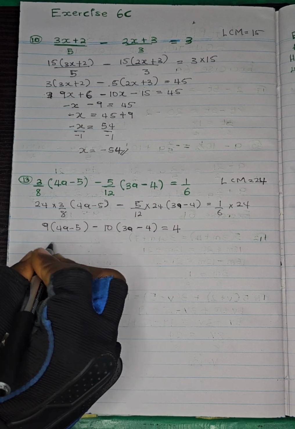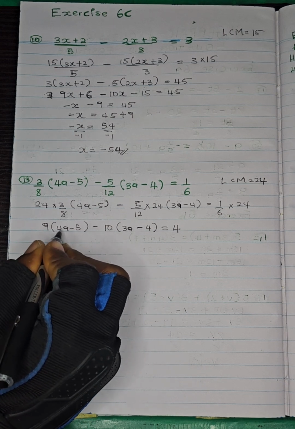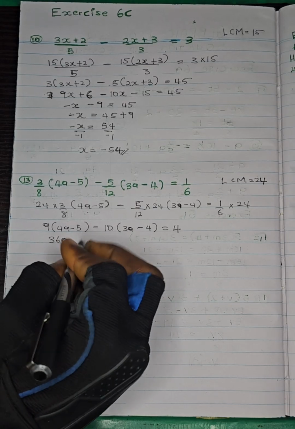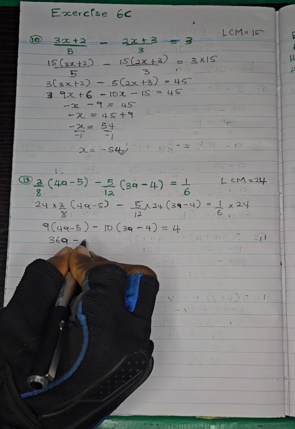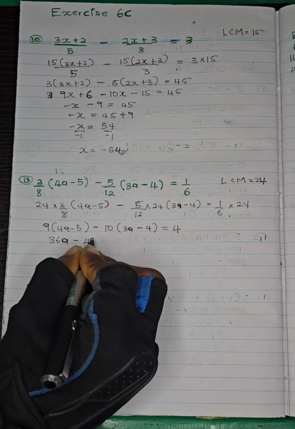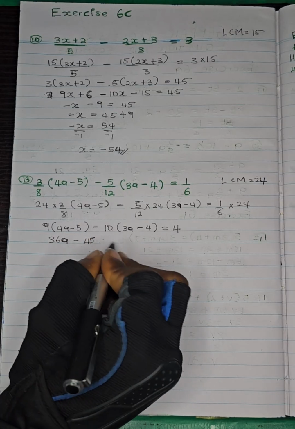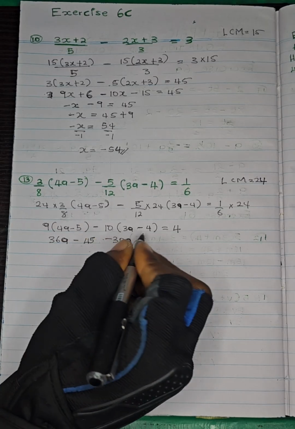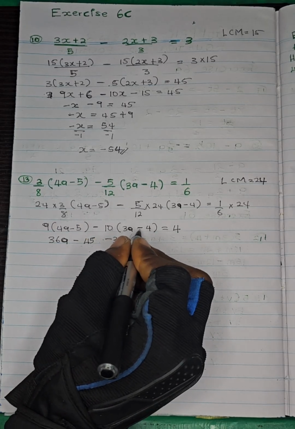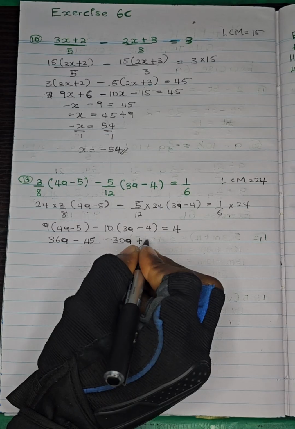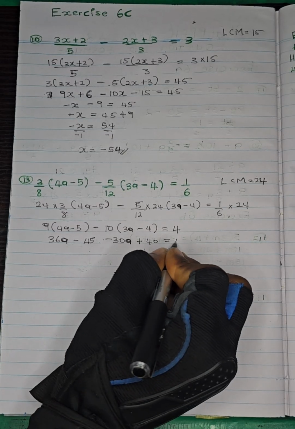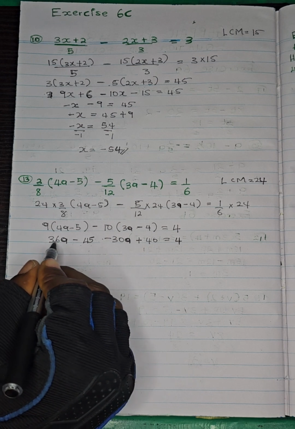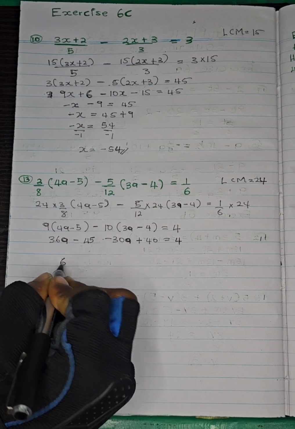When we open up the bracket, we have 9 times 4a will give you 36a, minus 9 times 5 will give you 45. Now this is minus 10 multiplying. Minus 10 times 3a will give you minus 30a. Minus 10 times minus 4 will give you plus. Minus minus is plus. Plus 40 is equal to 4. So let's solve. 36a minus 30a will give you what?